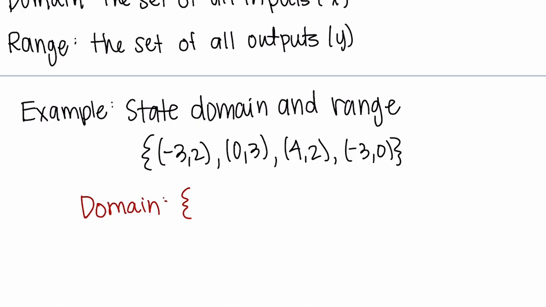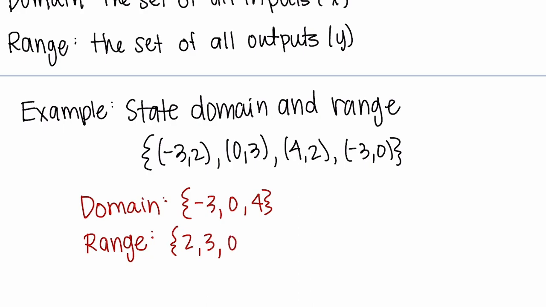Then I'm going to list out my inputs. We have -3, 0, 4, and then I already have -3. So these are all of my inputs. We don't repeat values. If it's a repeated number, just write it down once. And then for the range, do the same thing with the y's. So we've got a 2, a 3, a 2, which we already have, and a 0.